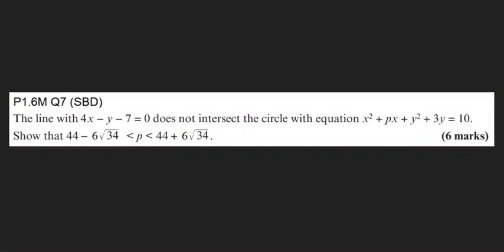This is a similar but different question based on Pure Book 1, Exercise 6M, Question 7. So we're told that we have a line which does not intersect a circle with a given equation, but we're not told the coefficient of the x in that equation. And we need to discover what the possible values for p will be.